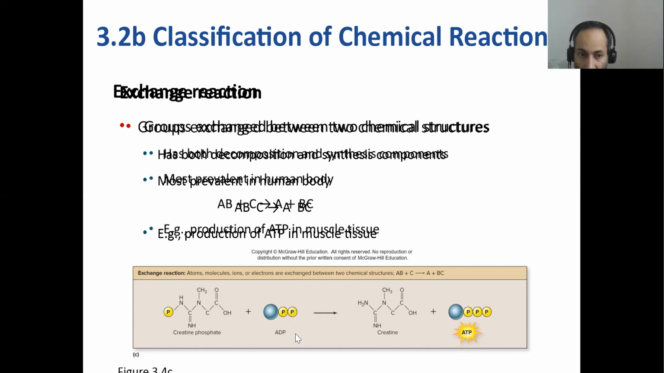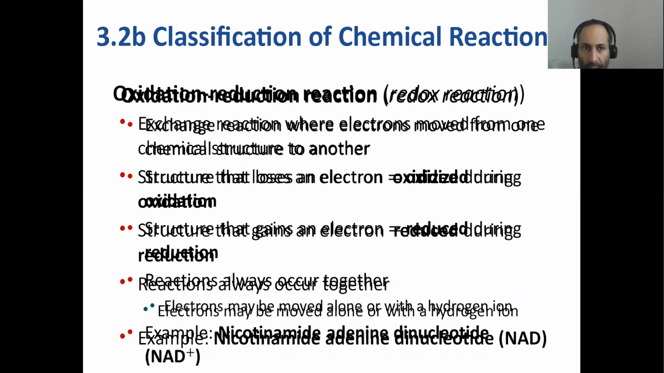So how is this an exchange reaction? Well, this is ADP, adenosine diphosphate, because there are two phosphates attached with adenosine here. So this phosphate was exchanged. This phosphate was transferred here to generate ATP now, triphosphate, three phosphates. So this was an exchange that took place here, okay?